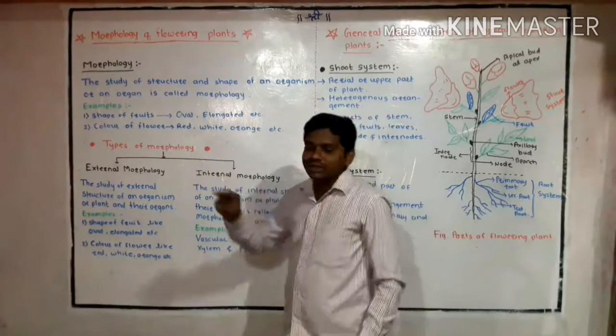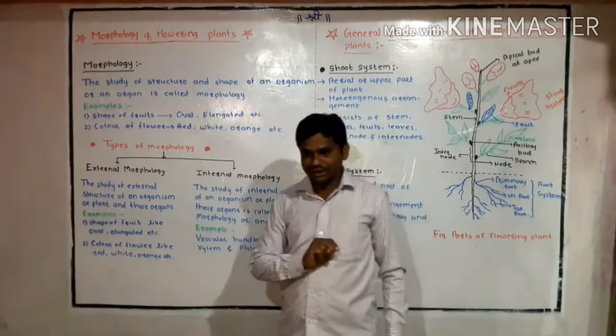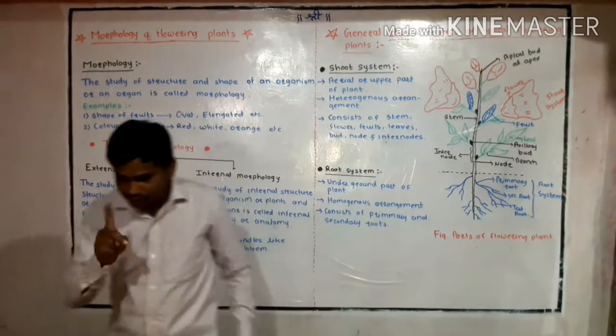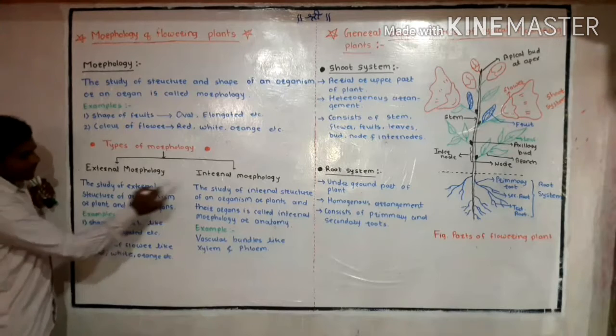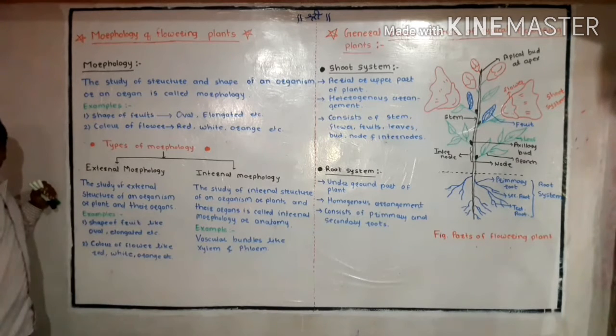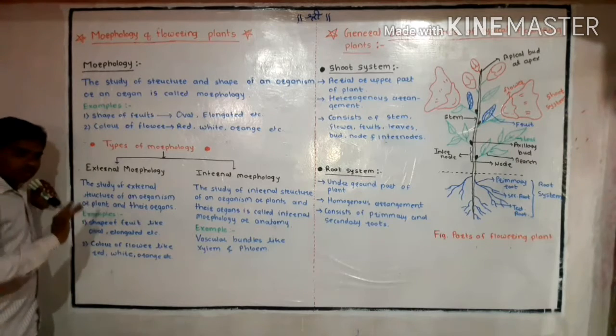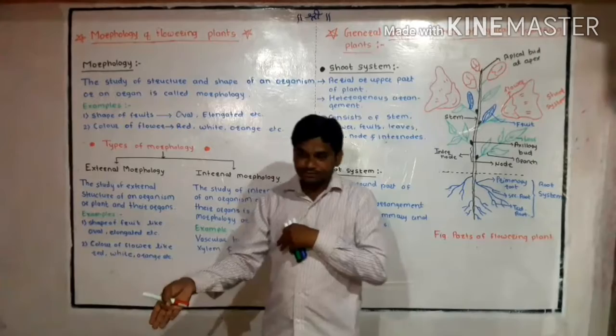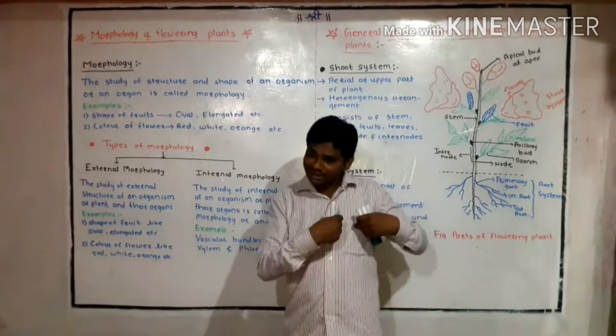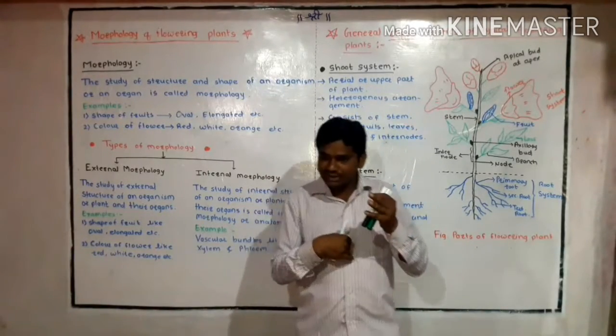Now there are basically two types of morphology. First is the external morphology and second is the internal morphology. External means the outer part. Internal means inner, inside the body.